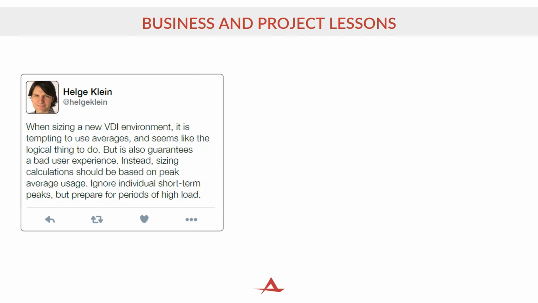So what we recommend is that you size for something we call peak average performance utilization. That is taking, out of these average values, a kind of peak and sizing based on that. That combines good user experience with affordable pricing.